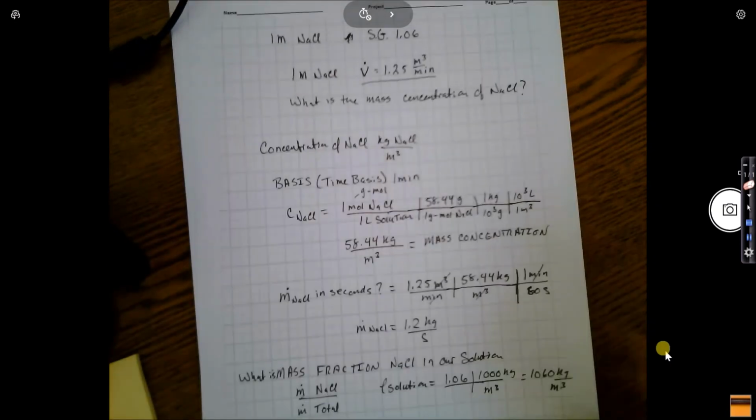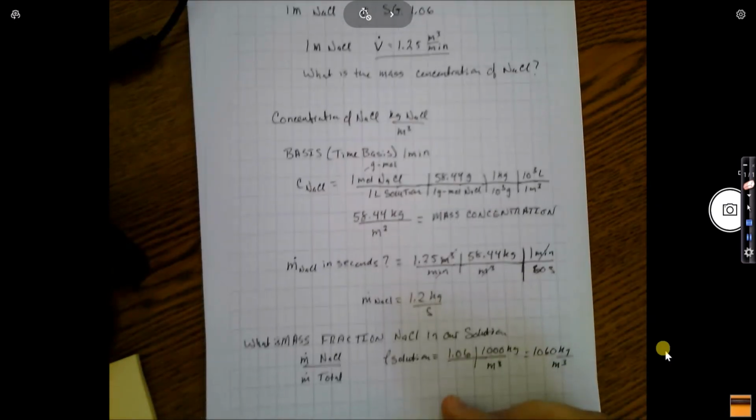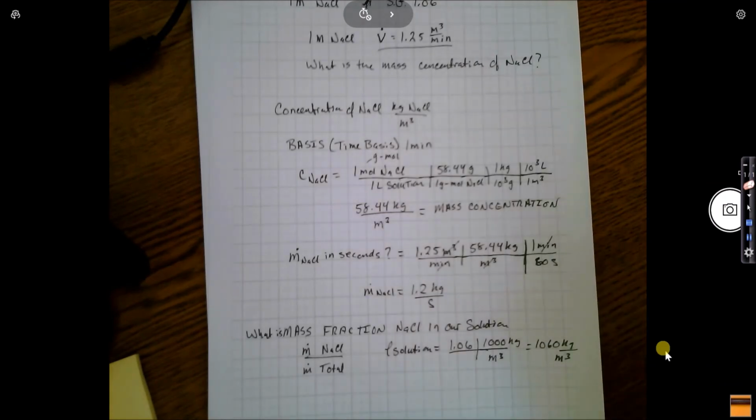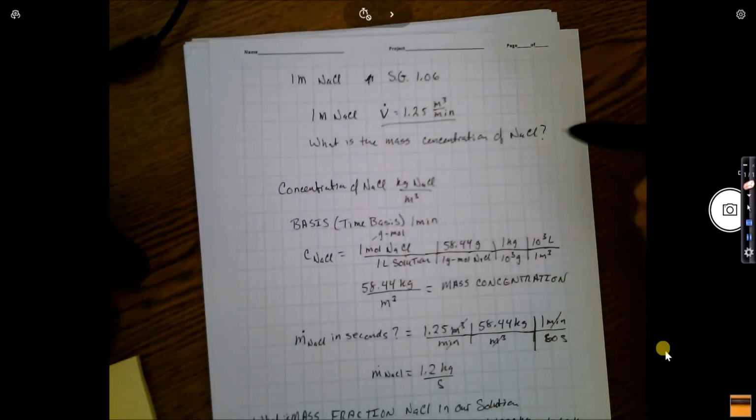All right, so that is our density. Okay, so why do we bother finding our density? Well, we learned very early in this video that density can be used as a conversion factor between mass flow rate and volumetric flow rate.